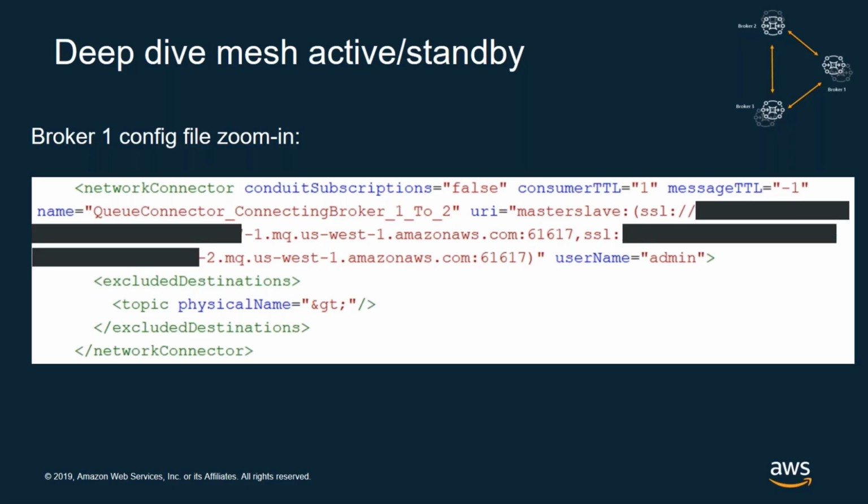Also notice that consumer TTL is set to 1 to ensure only one hop. Message TTL is set to -1, which means it's unlimited and it can continue to hop until the message gets to its destination. The final couple of things to look at: this also uses that master slave URI prefix that I described, where each of the active and standby brokers, in this case broker-1 and broker-2, are used, and the connector will identify the correct active broker and only establish a connection to one broker at a time. If we deep dive the topic configuration as well, we'd see something similar, obviously with excluding queues instead of topics.